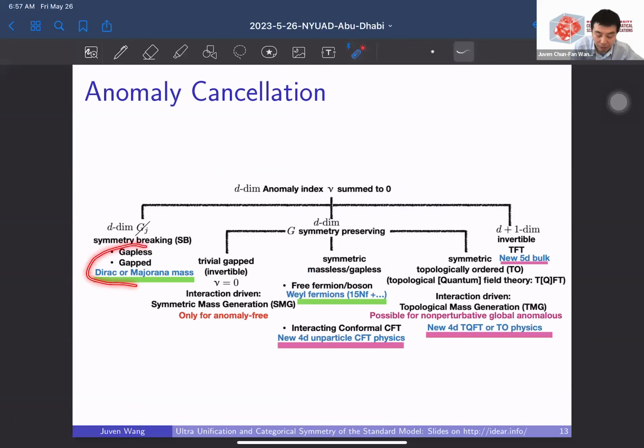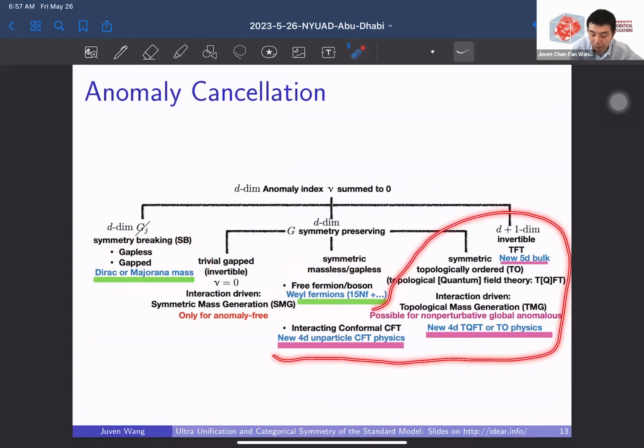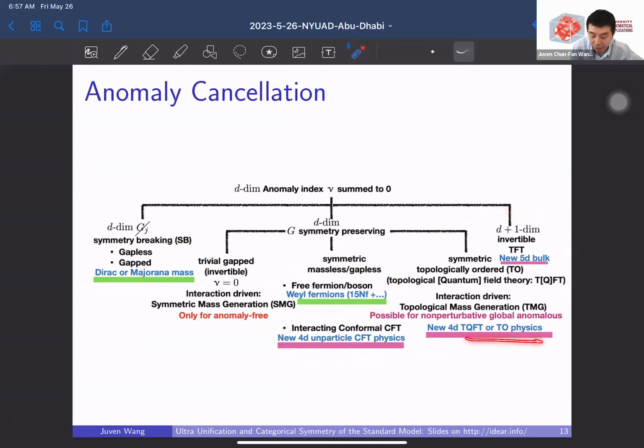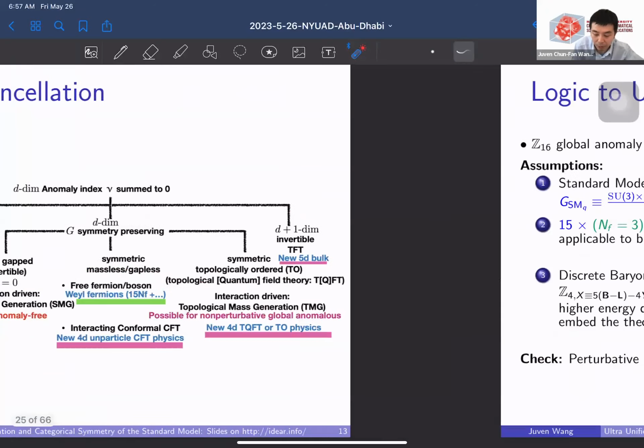So the green part is already within the standard model scenario; people use it. But this purple part is something that we can do. We can in fact emphasize that either a TQFT or CFT sector can get involved, and also its 5D bulk. So that is the scenario.